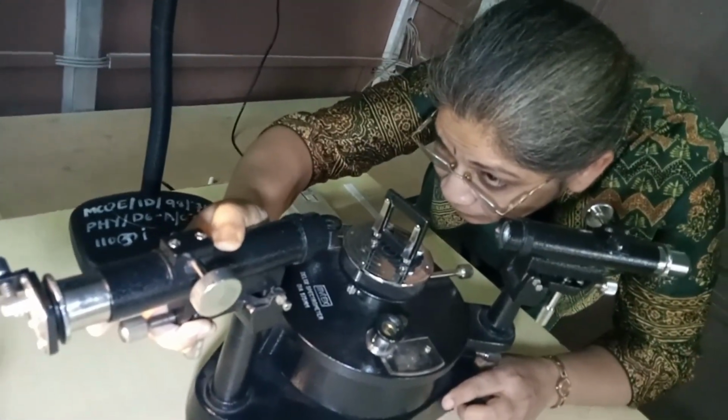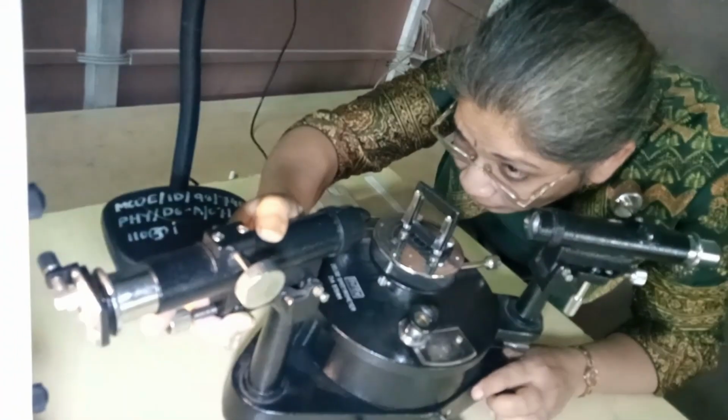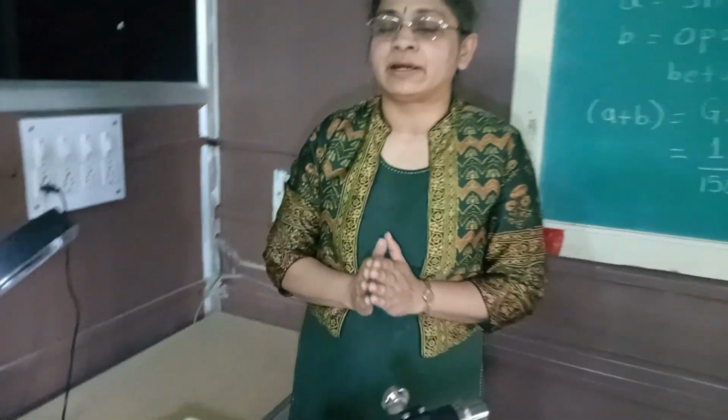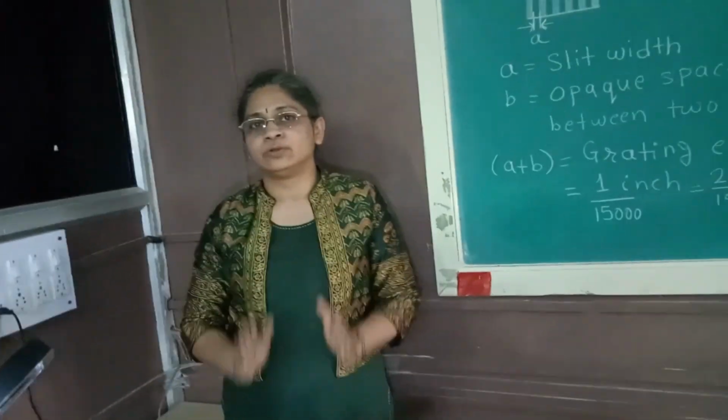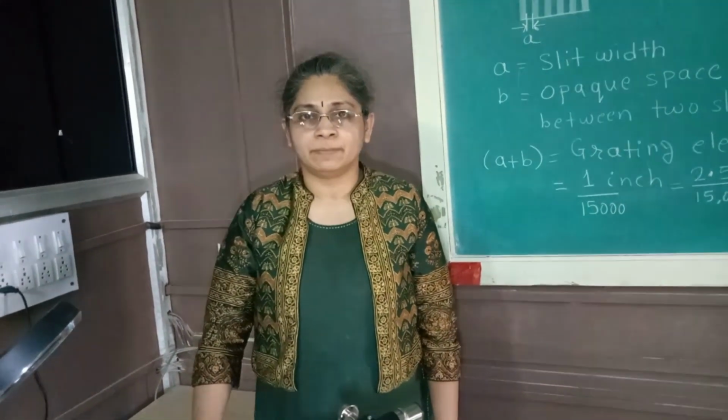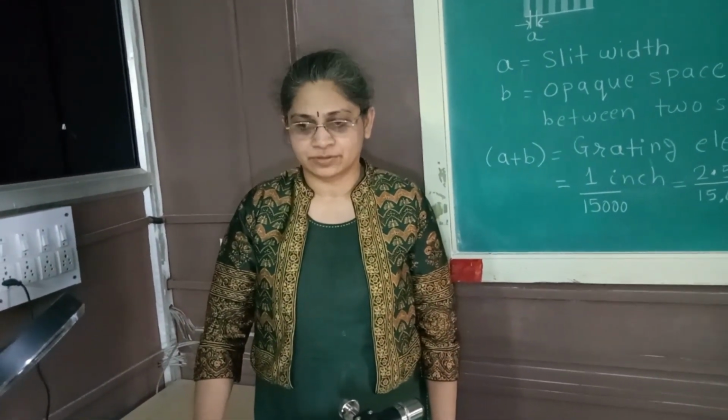You have to arrange the slit width of the collimator. You have to collimate the beam, so that the slit width should not be too narrow or too wide, so that your spectral lines will be sharp and the error in the measurement will get reduced.